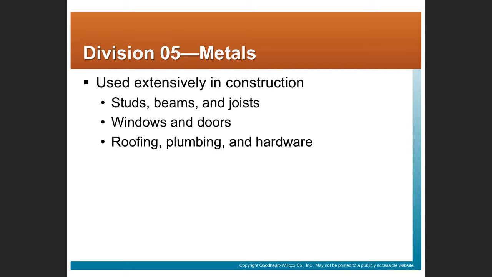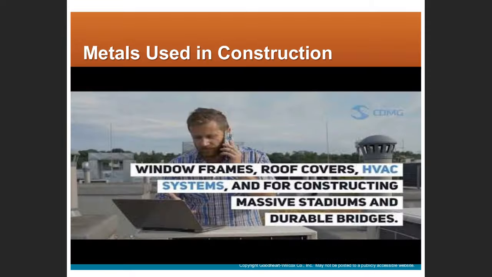Aluminum would be a common metal that's used in windows and doors. We can have standing seam metal roofing, metal gutters and downspouts, metal in the plumbing systems, obviously the copper in the electrical system, hardware on doors, et cetera. So lots of places that metals are used in construction.